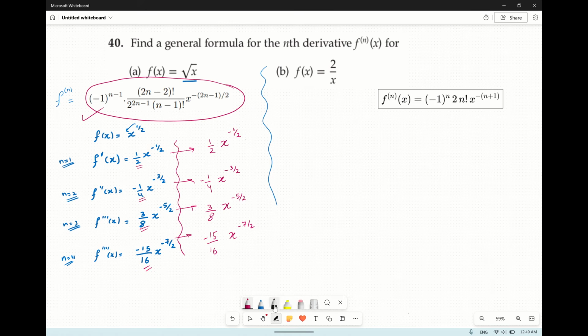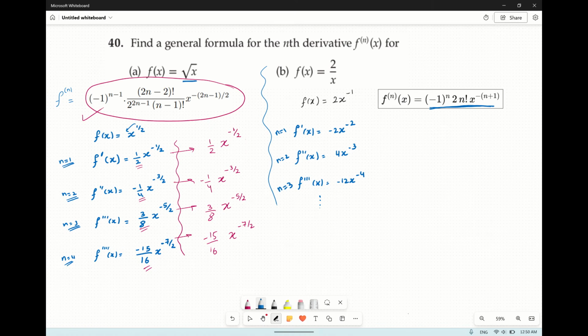Now looking at part B, the same thing. Here f of x is 2x power minus 1, if I rewrite it. Now I start deriving. F prime of x is minus 2x power minus 2. F double prime of x is 4x power minus 3. F triple prime of x is minus 12x to the power minus 4, and so on. Now you go to your equation and you start substituting in the place of n 1, then 2, then 3.